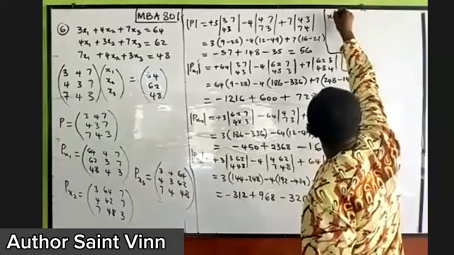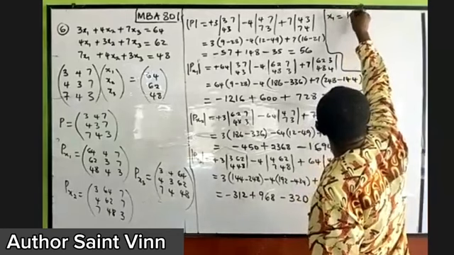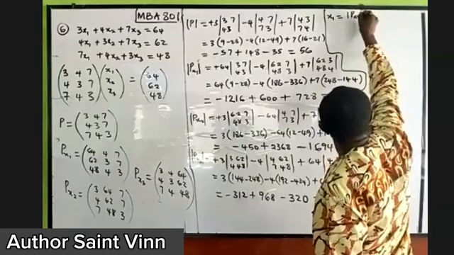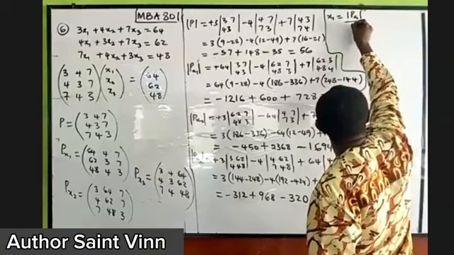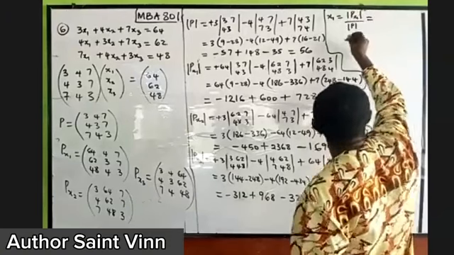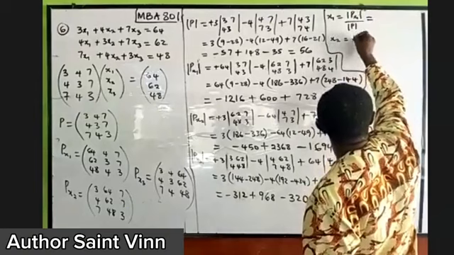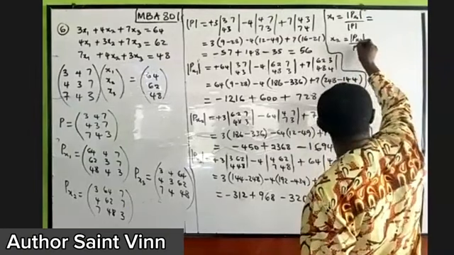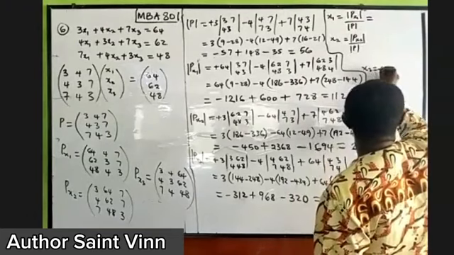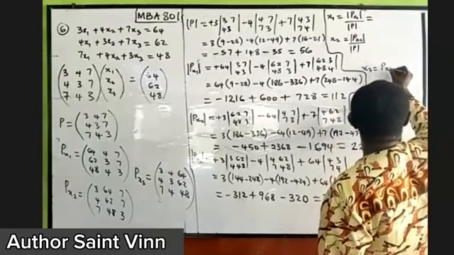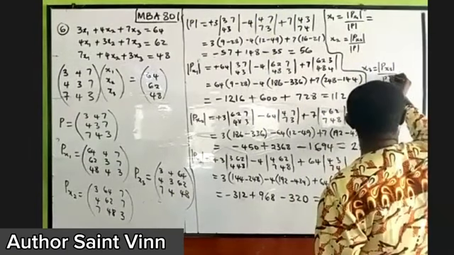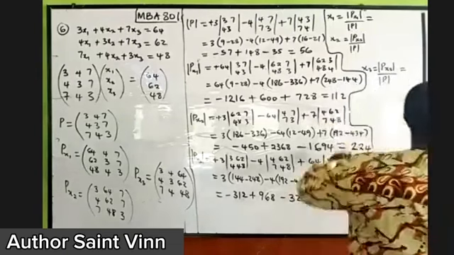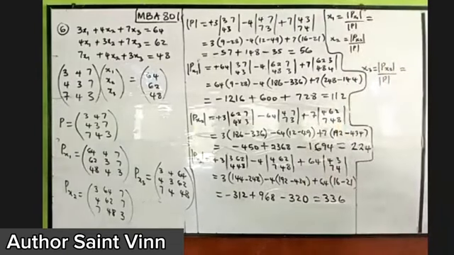First one, X1 is determinant of PX1 all over determinant of P. X2 is determinant of PX2 all over determinant of the original. X3 is determinant of PX3 all over P. They got the determinant of PX1.